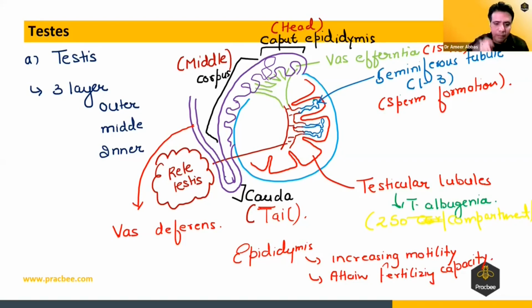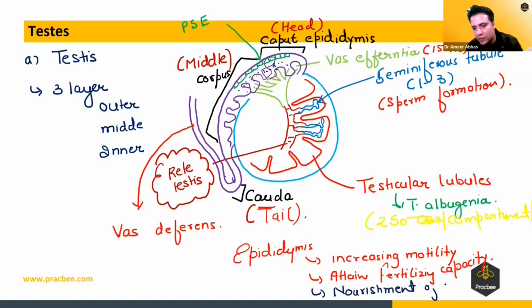So, you should understand one more thing. The epididymis is lined by pseudo-stratified epithelium. Suppose these are the pseudo-stratified epithelium, I'm marking it here, PSE. You understand this? So what does PSE do? It secretes nutrients, and these nutrients are required for the maturation and nourishment of sperm. So the epididymis is also helping in nourishment of sperm.